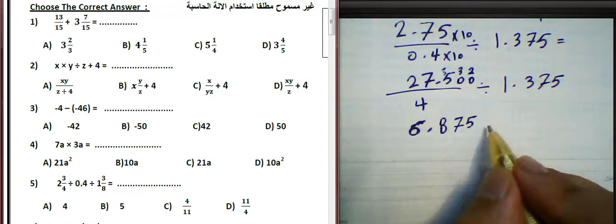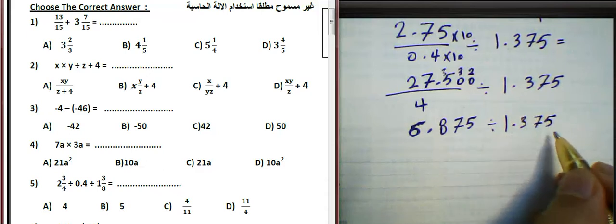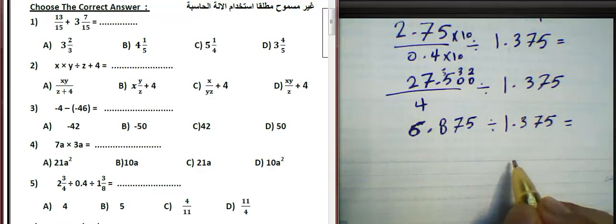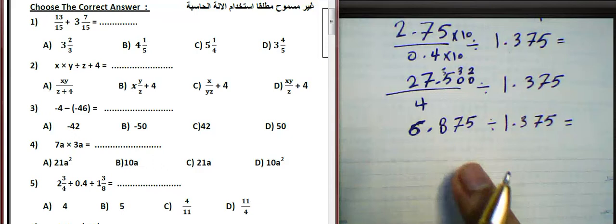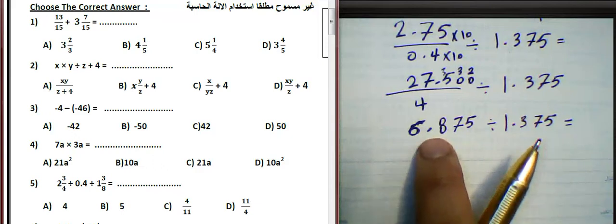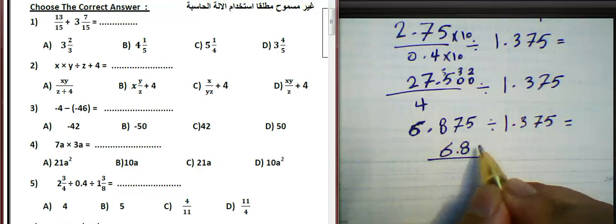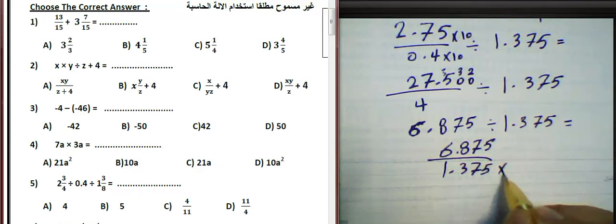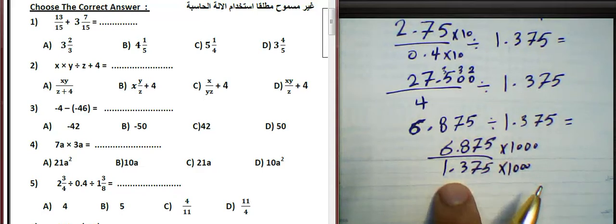6.875 divided by 1.375. We can find the result by division. We can divide this number by this number, and multiply by 1000 to cancel the point here. So we must write 6.875 over 1.375. We can multiply by 1000 to cancel the point because the denominator is a decimal number.